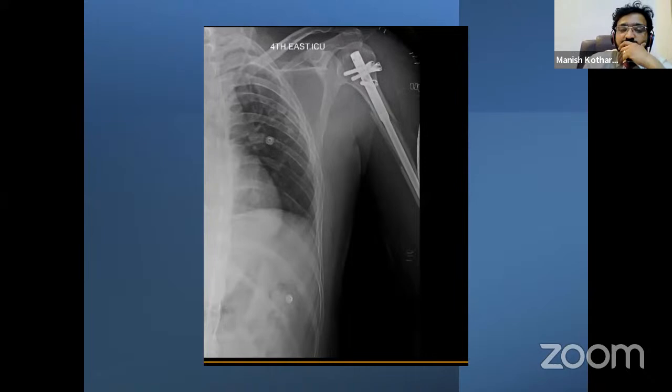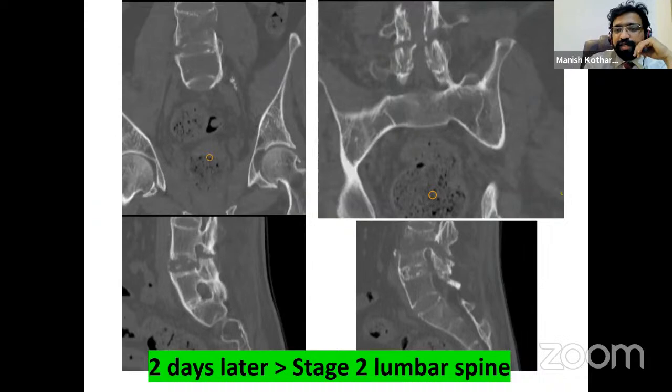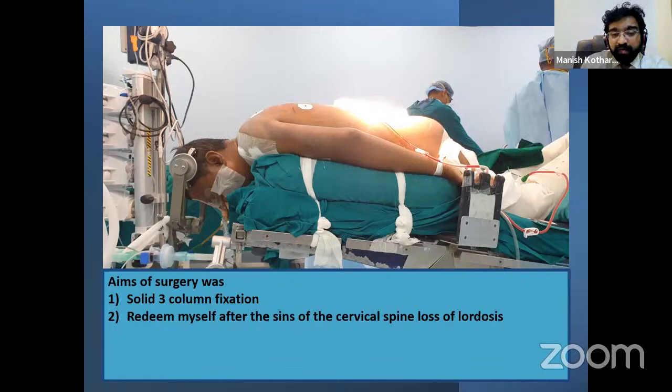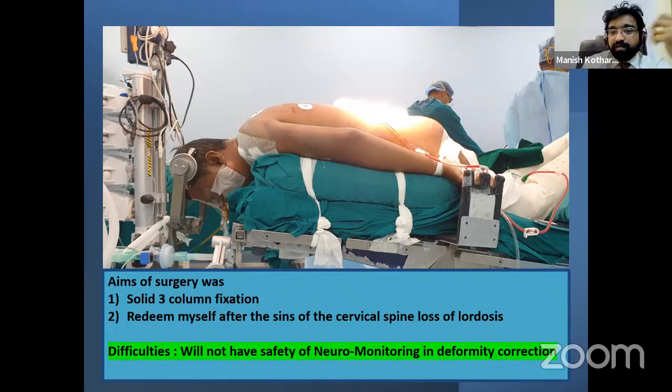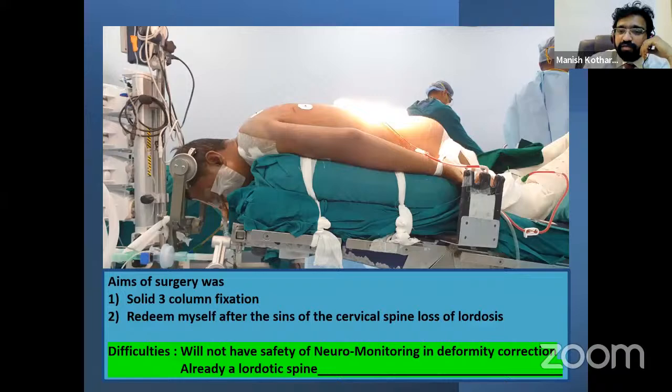Two days later was stage 2, as the lumbar spine also needed to be addressed. He was positioned prone. The aim of the surgery was a solid three-column fixation, and also, if I could, to take care of the loss of cervical lordosis somehow. But I did not have neuromonitoring, as previously he had no MEPs in the lower limb. And it's already a lordotic spine, so adding further lordosis is going to be difficult. So this was the surgery I did.